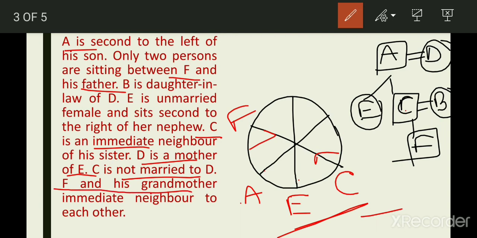Now, F and his grandmother are immediate neighbors. F's grandmother is D. Therefore, the position for D would be this one, and the position for B would be this one. So this is our final blood relation, and this is our final sitting arrangement.